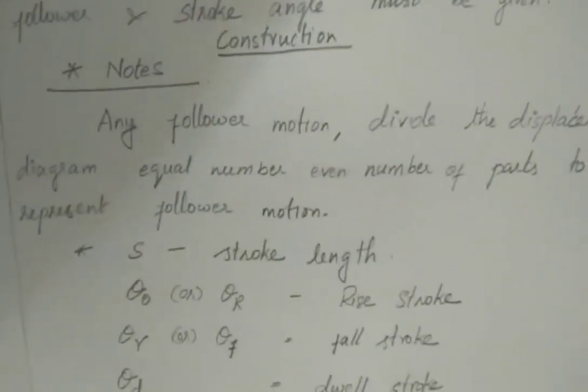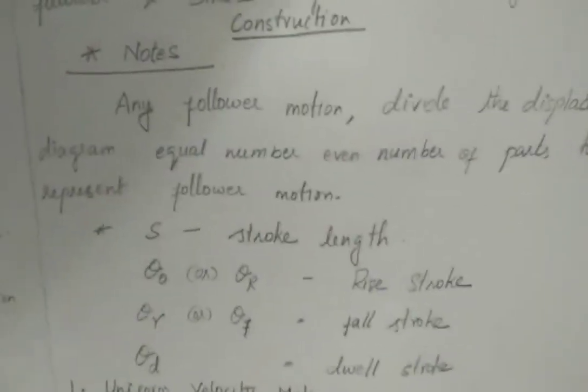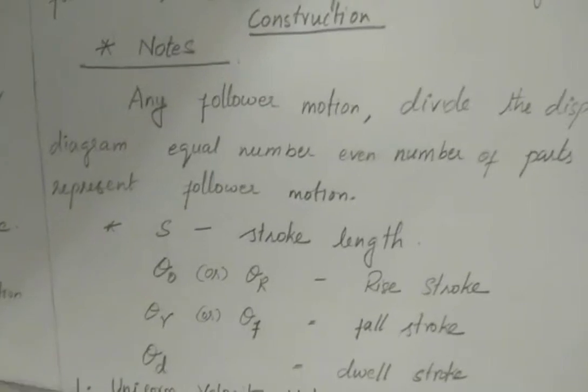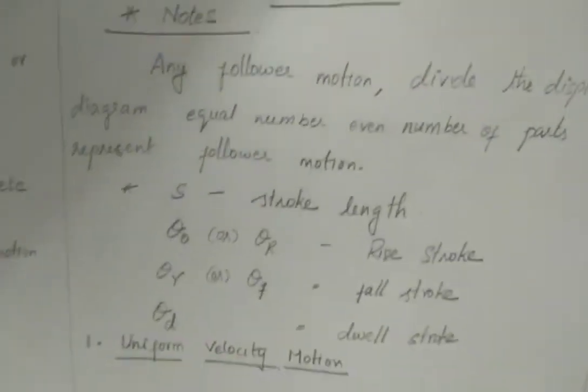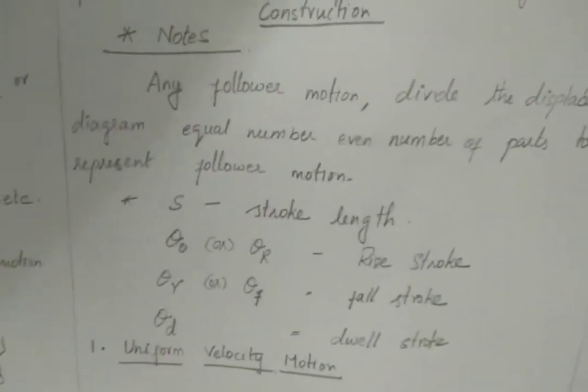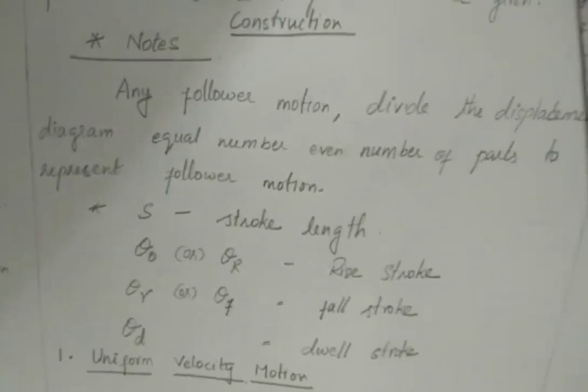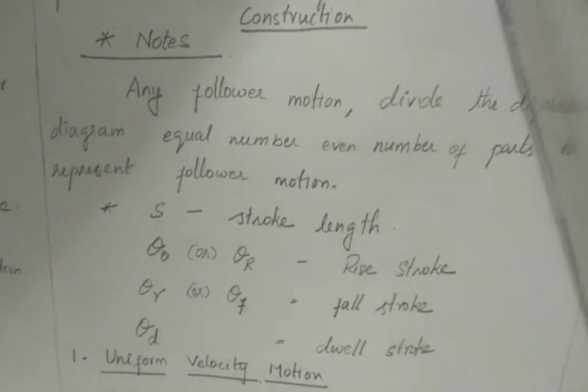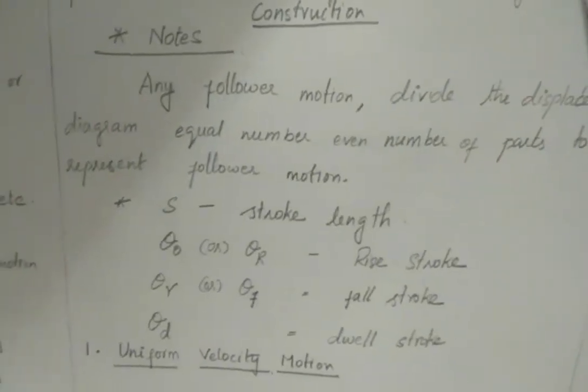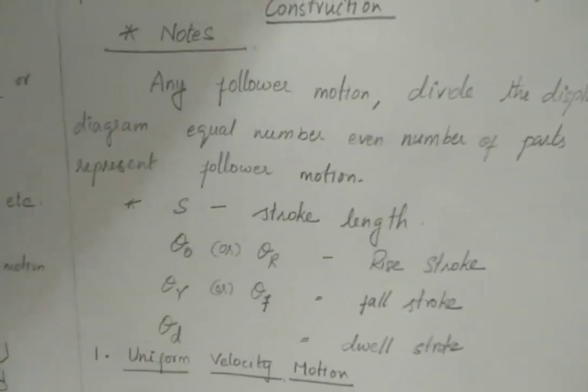Dear students, continuing with the previous class, we are now starting the construction of the follower motion. I told you that there are four different types of motion: uniform velocity, uniform acceleration and retardation, simple harmonic motion, and cycloidal motion. Initially I start with uniform velocity motion.